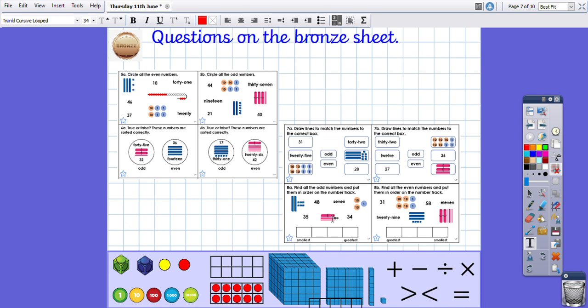And then you need to find all the odd numbers and put them in order from smallest to greatest, and then find all the even numbers and put them greatest to smallest.